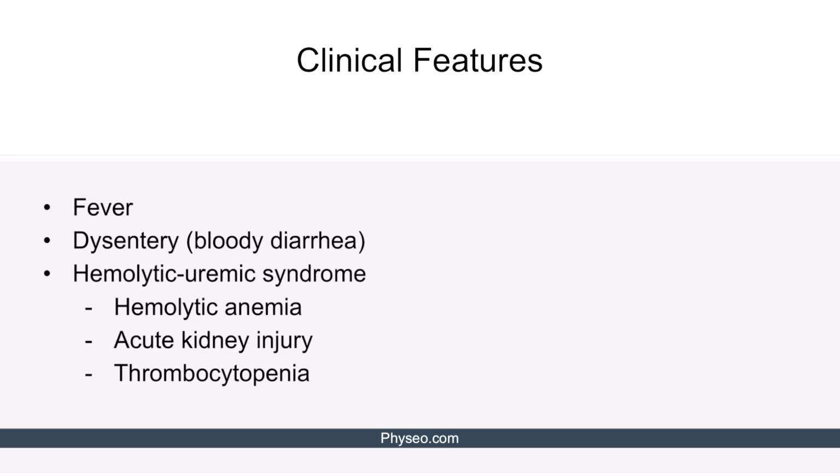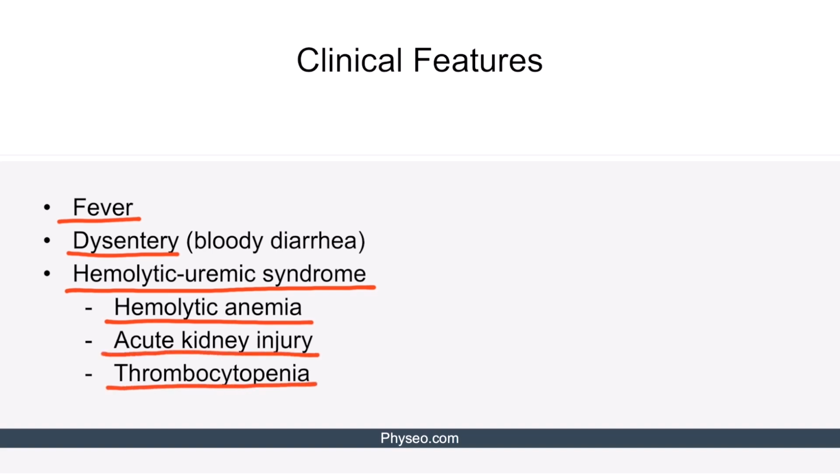Since we're talking about infection, fever is one of the most prominent clinical features. And of course, it causes dysentery, so you'll have bloody diarrhea. And it can also cause hemolytic uremic syndrome. And again, that classic triad is hemolytic anemia, acute kidney injury, and thrombocytopenia.